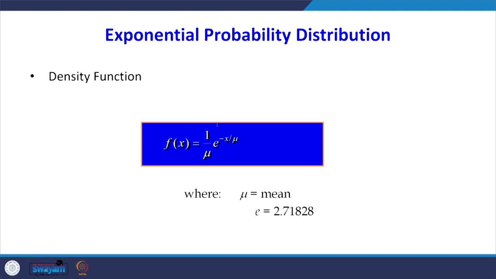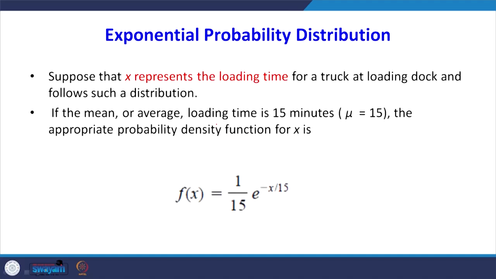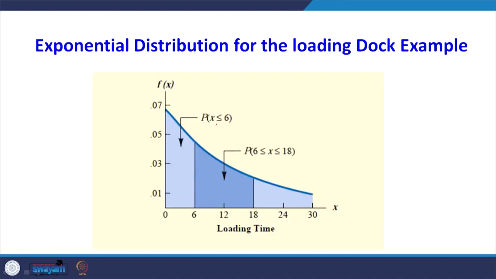The density function for an exponential probability distribution is f of x equal to 1 divided by mu, e to the power minus x divided by mu. Mu is the mean. We will see how to construct an exponential distribution. Suppose that x represents the loading time for a truck at a loading dock and follows such a distribution. If the mean or average loading time is 15 minutes, mu equal to 15, then the appropriate probability density function is f of x equal to 1 divided by 15, e to the power minus x divided by 15. So, what is the meaning of this exponential distribution? The probability of loading time less than 6 is this area.